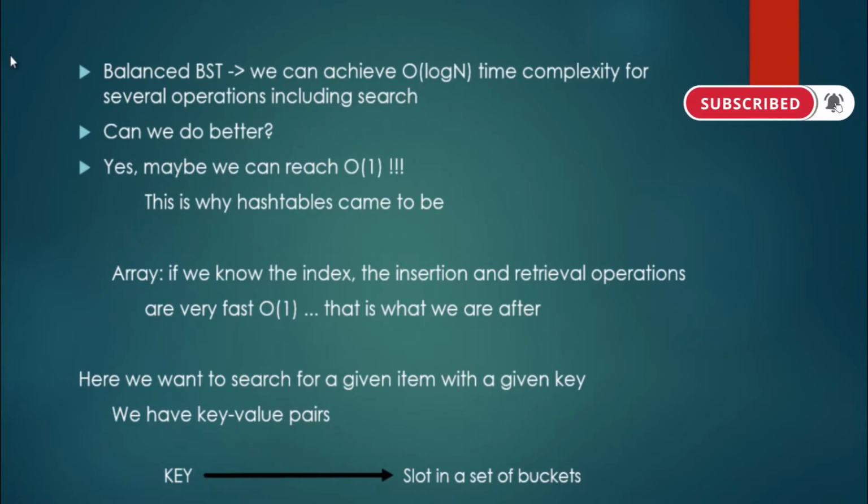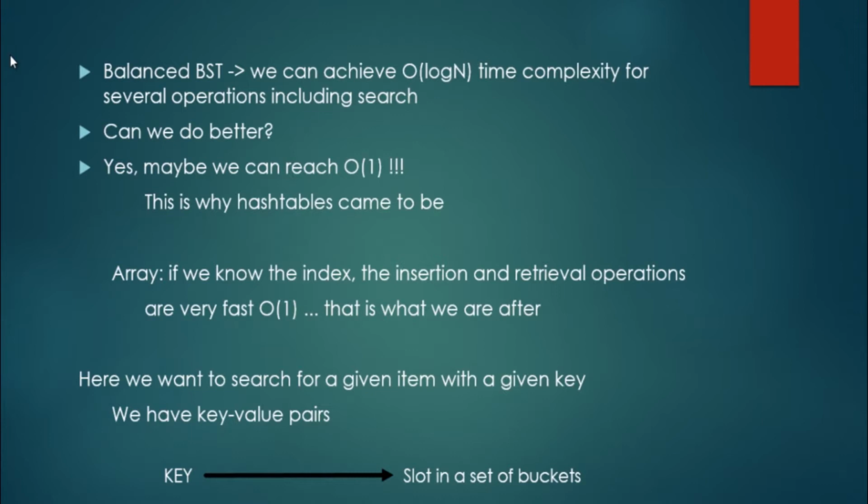So far we have seen binary search trees. We've seen why it is important to make sure that they are balanced, so we are familiar with balanced binary search trees, and we can achieve logarithmic time complexity for several operations including searching, deletion, retrieval, whatever. And the question is, can we do better? The answer may be quite counterintuitive, because yeah, we can do better. Maybe we can reach constant time complexity, which is very fast.